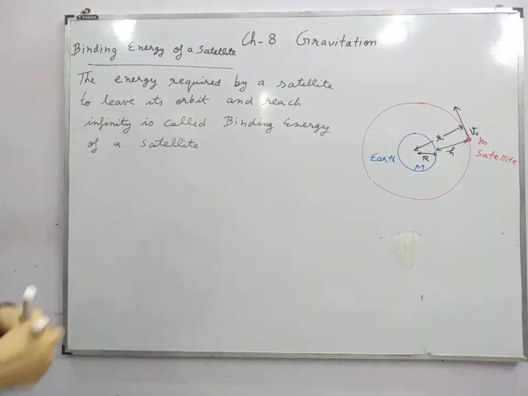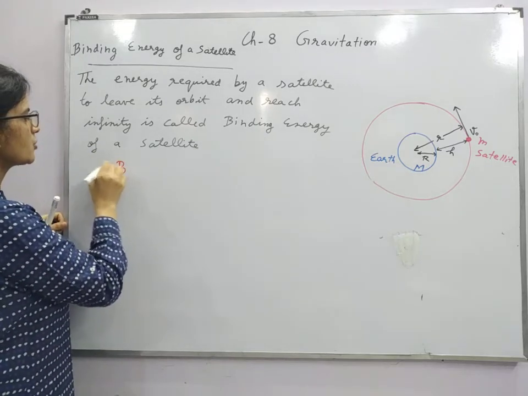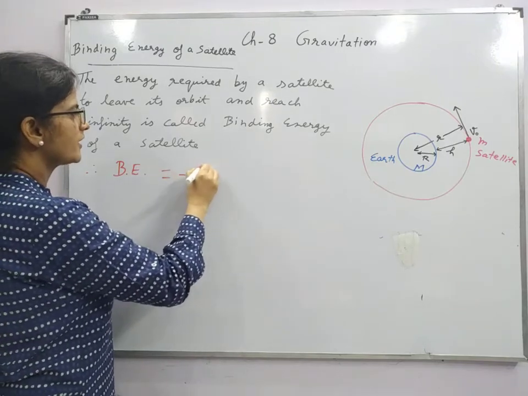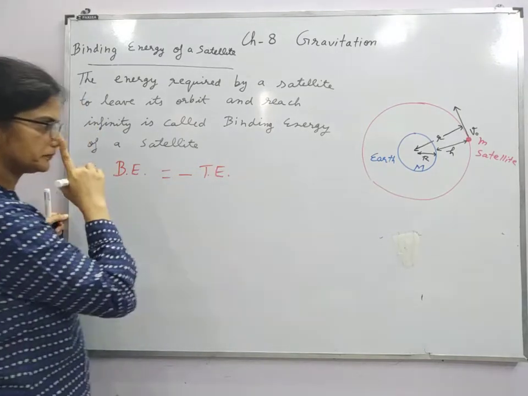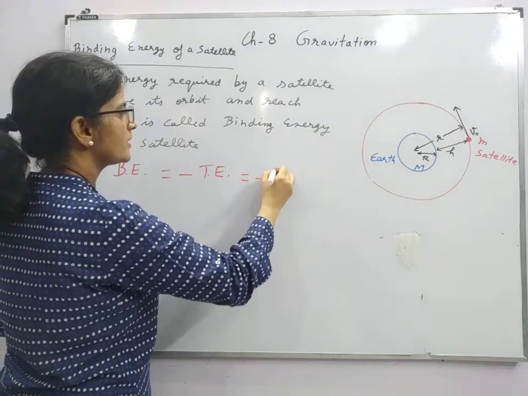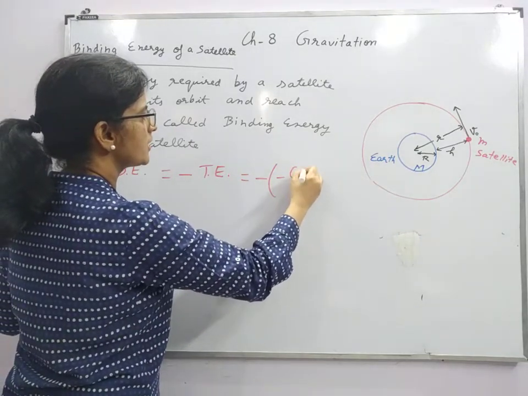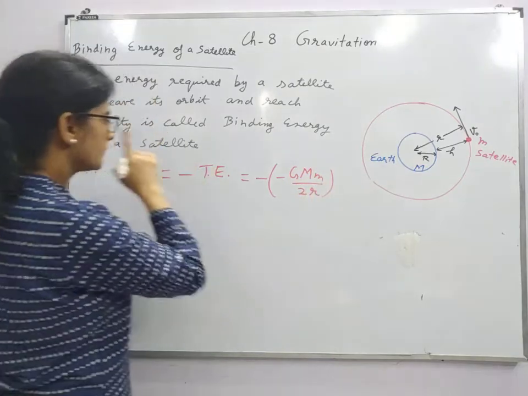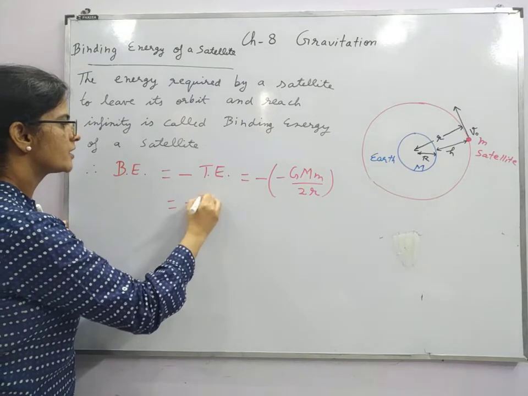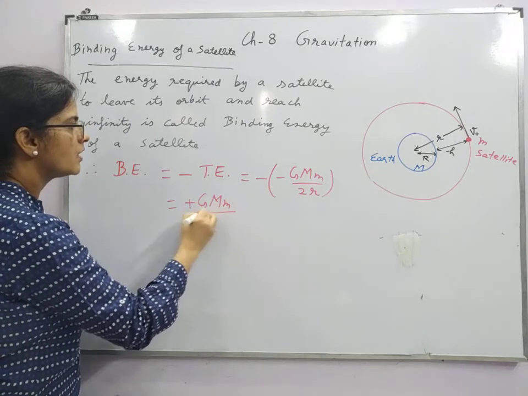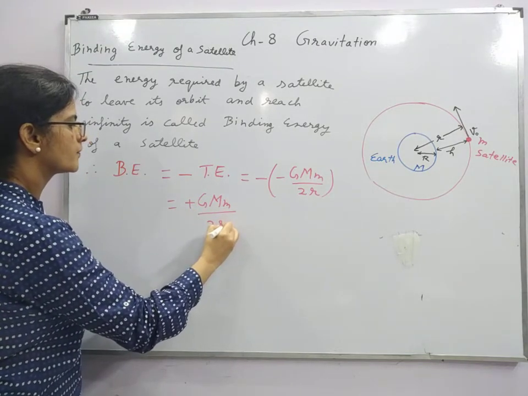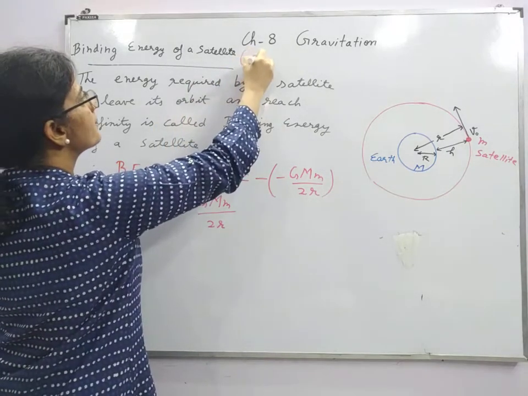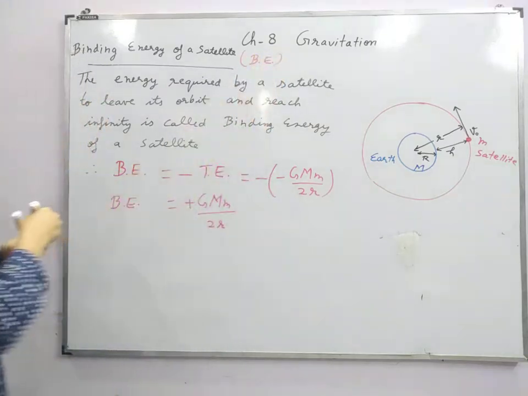So with our discussion, it is clear that binding energy is equal to negative of total energy, and this is actually minus of minus GMm upon 2R, and this gives us plus GMm upon 2R. So this is the binding energy of a satellite.